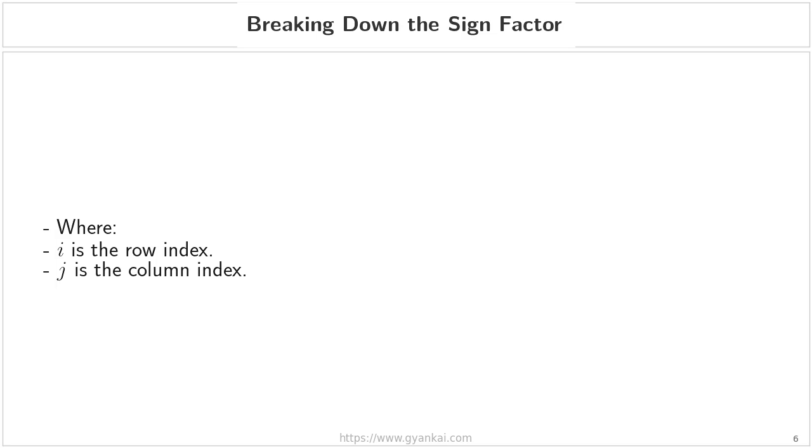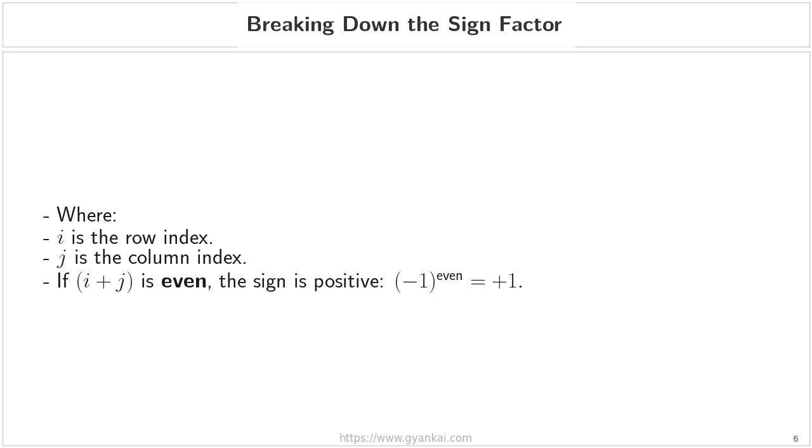The letter I represents the row index, which is just a fancy way of saying which row the number is sitting in. The letter J represents the column index, or which column the number is in. To find your sign, you simply add the row number and the column number together.